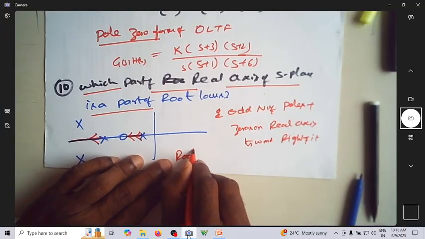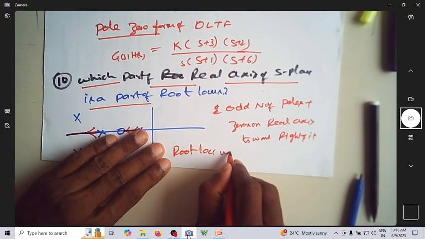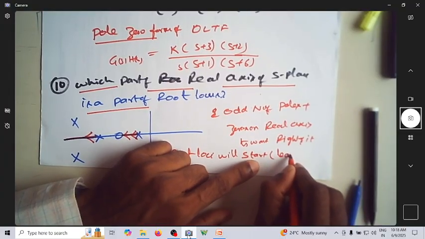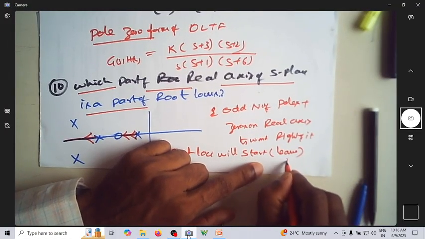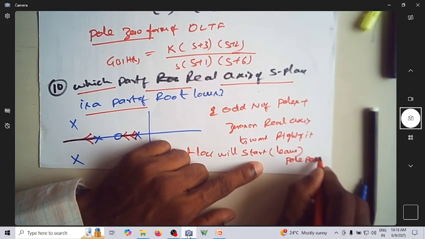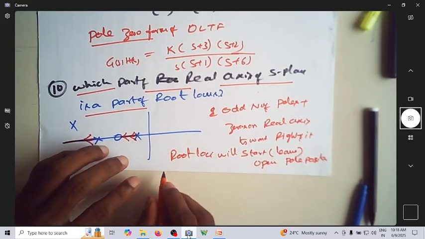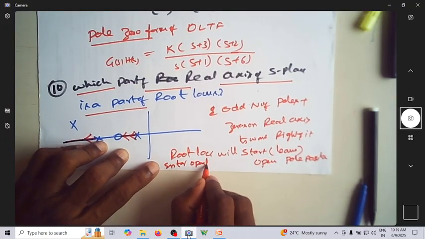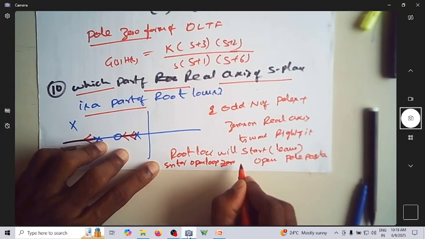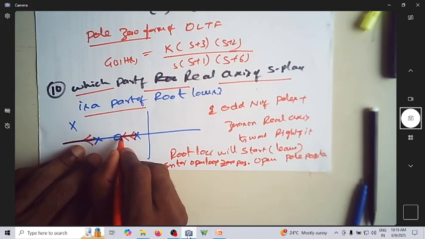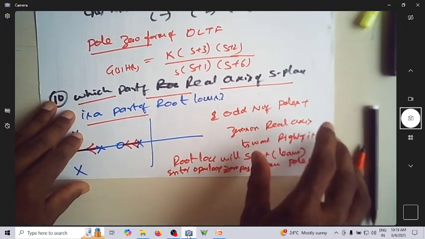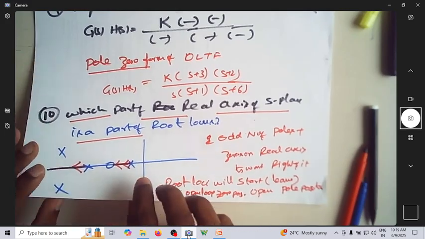Root loci will start or leave from the open loop pole position and enter the open loop zero position. You can see it is leaving here and it goes to the open loop zero. So this is question number 10.